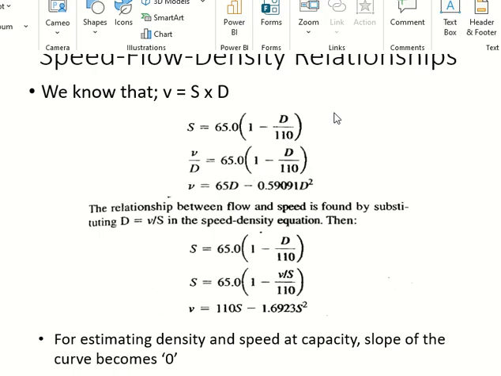It's also quadratic. The maximum point will again have slope 0. So you take the derivative dv by ds and you put it equal to 0, right? So this gives you s of how much? 32.5.